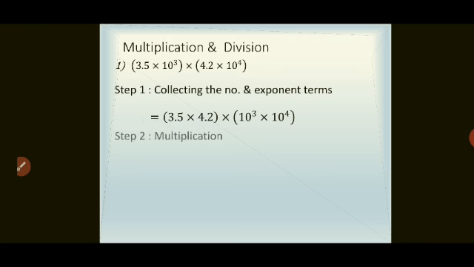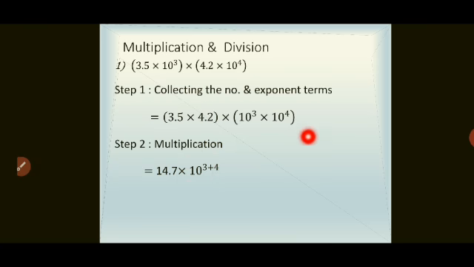3.5. Next is multiplication. 3.5 into 4.2 comes as 14.7 into 10 to the power 3 plus 4. So what is the next? Total it is 10 to the power 7. Okay. So this happens only in multiplication and division. Now again this number you can write the answer till here also, no problem.